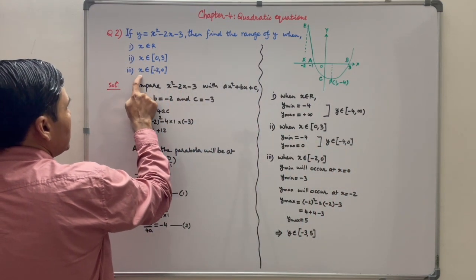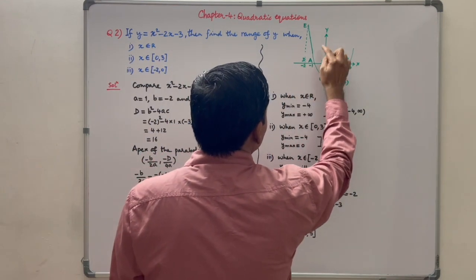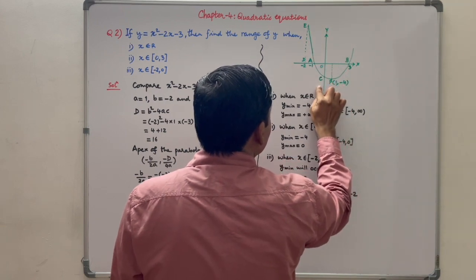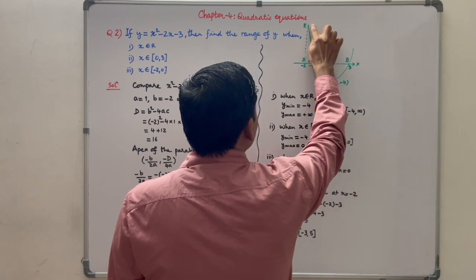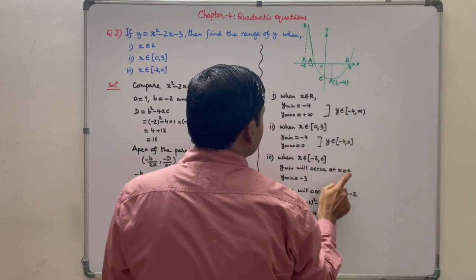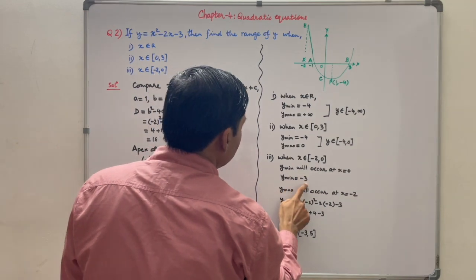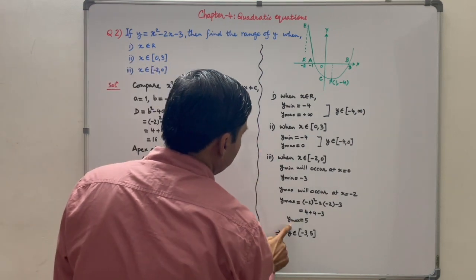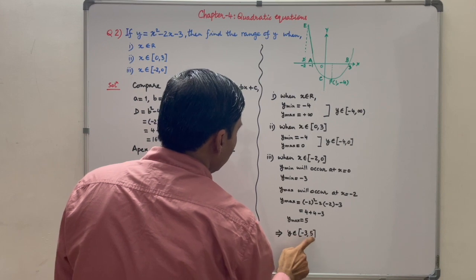Third part, when x lies between minus 2 and 0. When x lies between minus 2 and 0, we need to consider this part of the curve between E and C. Quite clearly, y minimum will occur at C when x is 0 and y max will occur at E when x is equal to minus 2. So put x is equal to 0 here to get y minimum. So y minimum is equal to minus 3 and put x is equal to minus 2 here to get y max. So y max is equal to 5. So range of y in this case will be minus 3 comma 5.